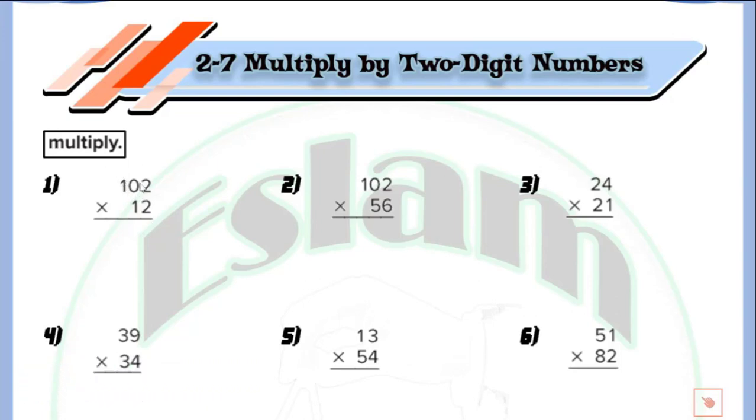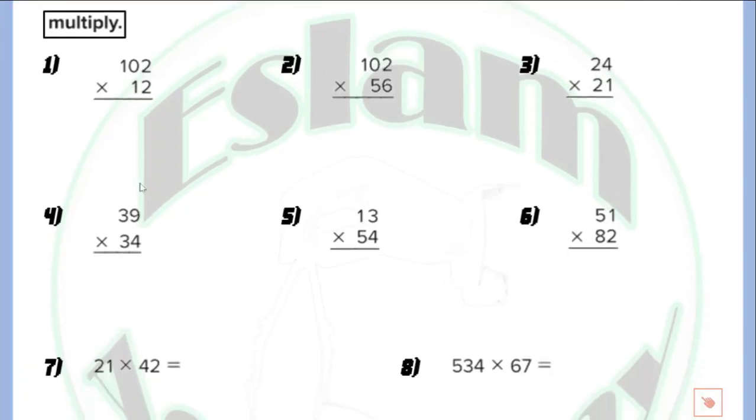If you need to multiply 102 times 12, at the first, I will start from 2. 2 times 2 equals 4. 2 times 0 equals 0. And 2 times 1 equals 2. Now we have 1. This 1 lies in the tens place, so its value will be 10. So once you multiply by 10, at the first put 0. So for the second number, we just put 1 0.